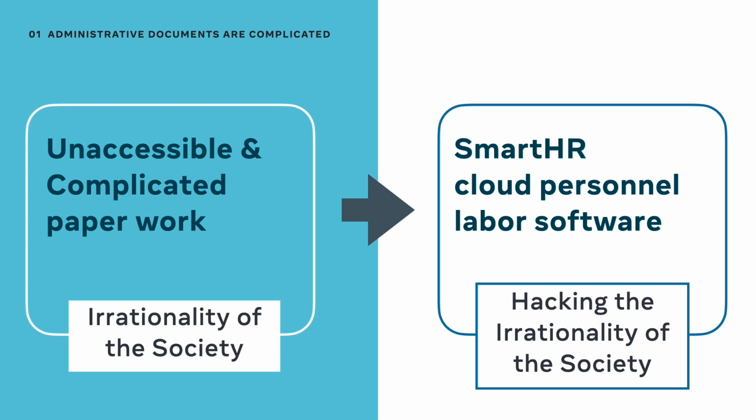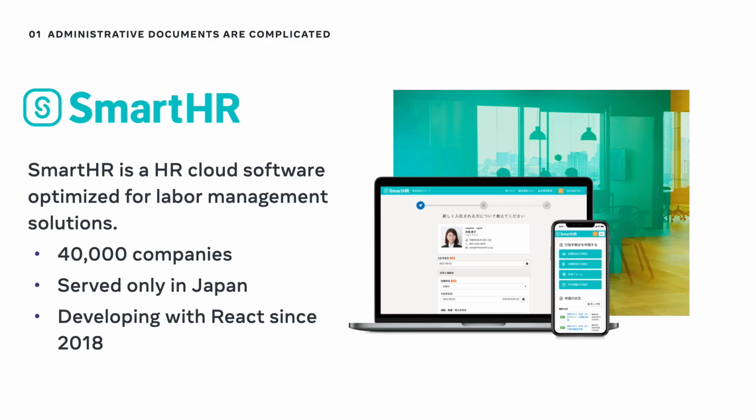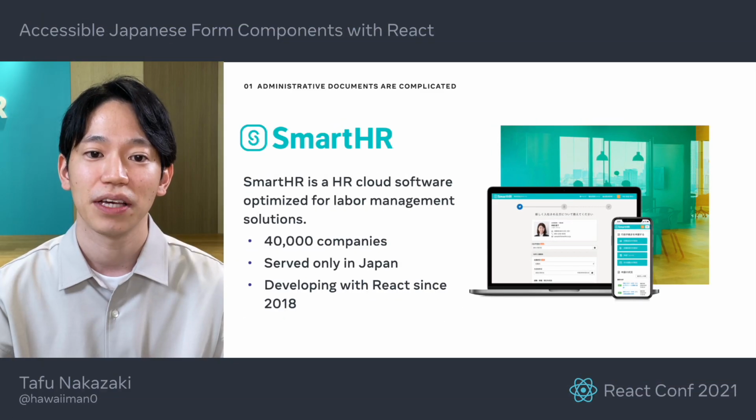Therefore, one of the goals of the company is to hack that by providing a cloud personnel labor software called SmartHR. SmartHR is a large-scale HR application. It was launched in 2015 with 40,000 companies so far and a churn rate of less than 0.5%. We started using React in 2018, about 4 years ago. We are providing this HR application, and this domain is unique in many ways, so I'll get into the details.